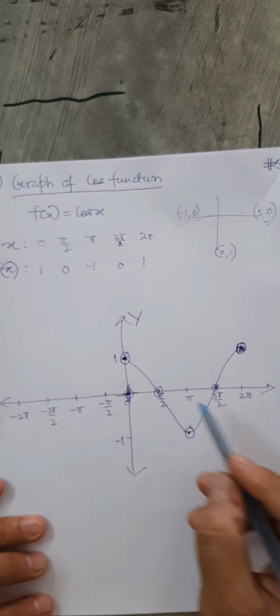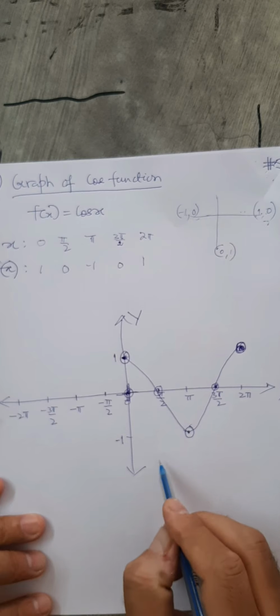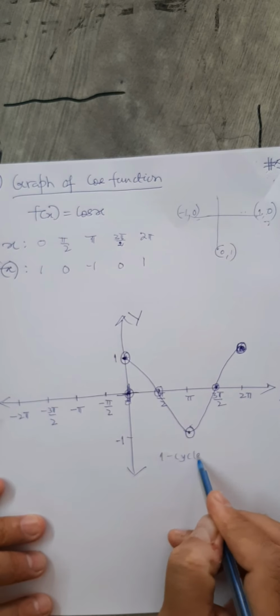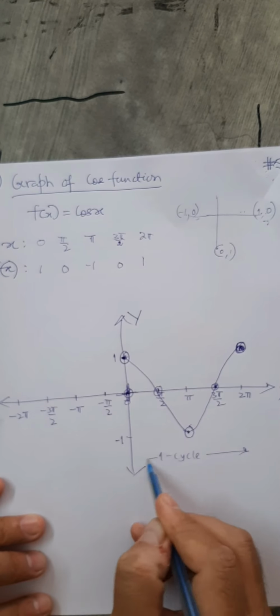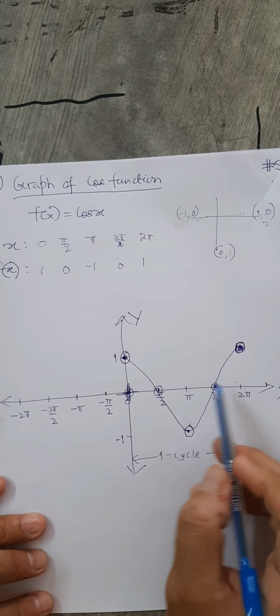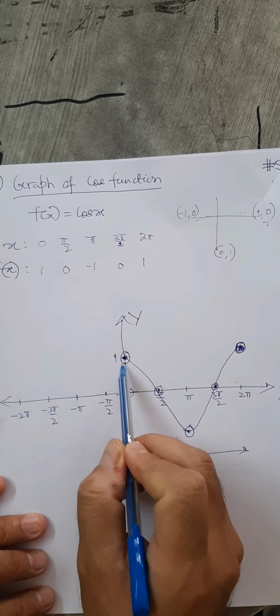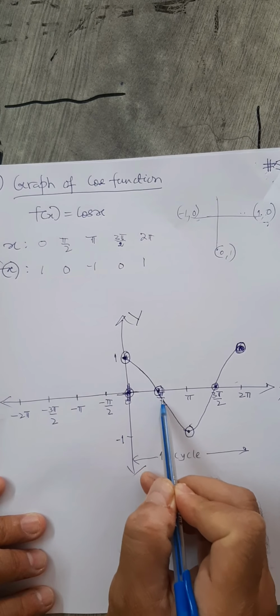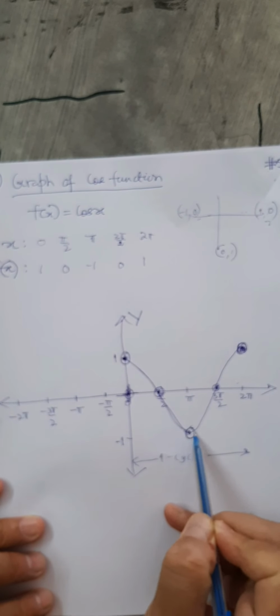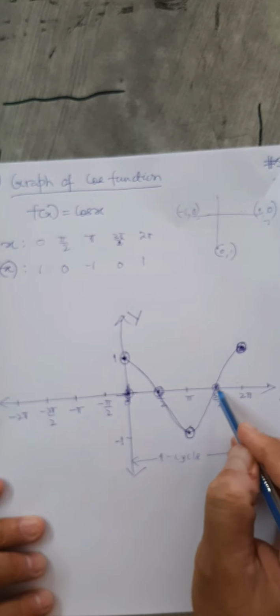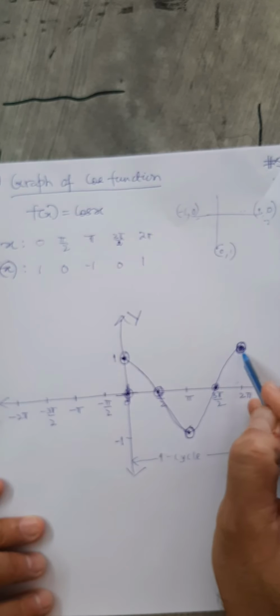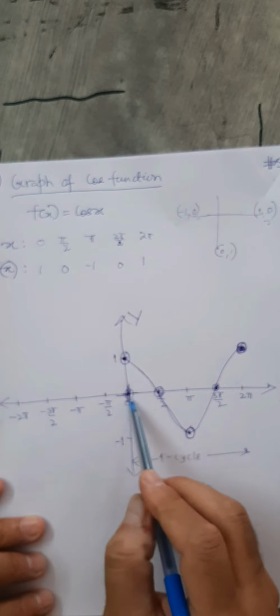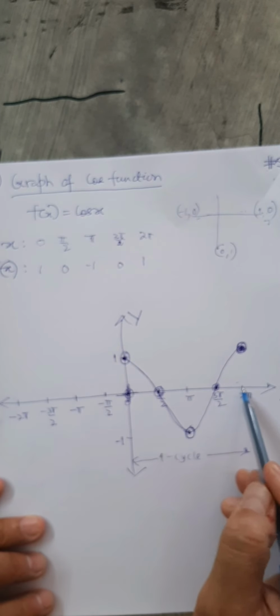So this is one cycle of cosine function. From where to where? 0 to 2 pi. You see at 0 it was 1, so it was starting from here. At pi by 2 it is 0. At pi it is minus 1. At 3 pi by 2 it is 0. At 2 pi it is 1. So from 0 to 2 pi we have the graph like this.